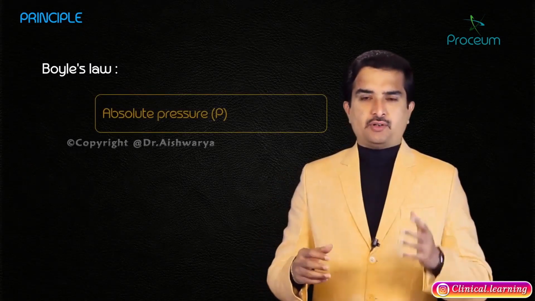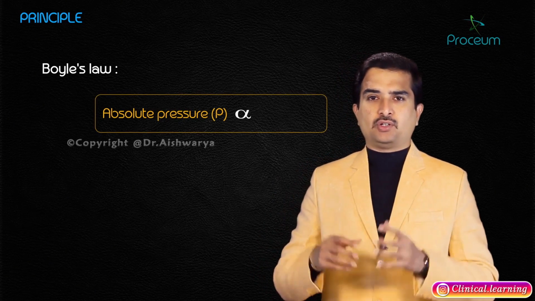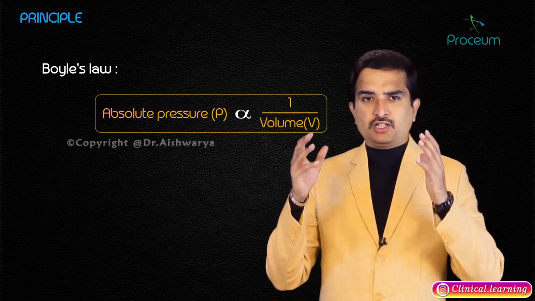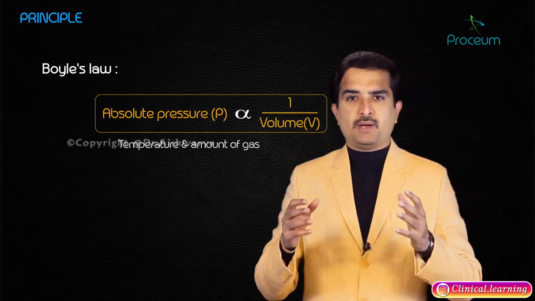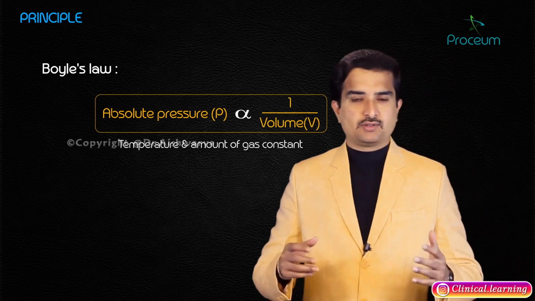The absolute pressure exerted by a given mass of an ideal gas is inversely proportional to the volume it occupies, if the temperature and the amount of gas remain unchanged within a closed system. This is called Boyle's law. We know this, right? And what is the procedure?